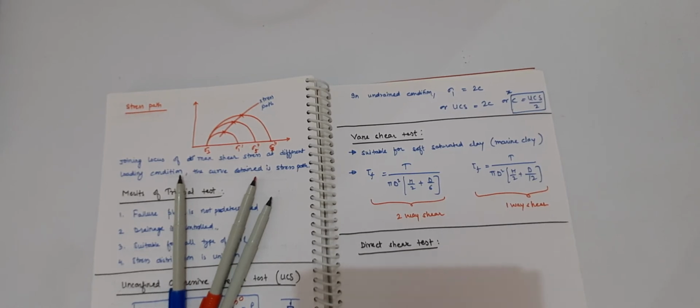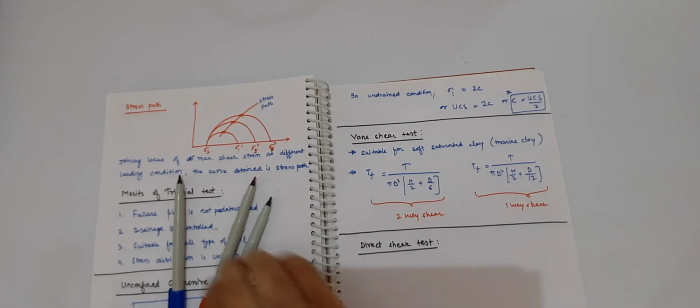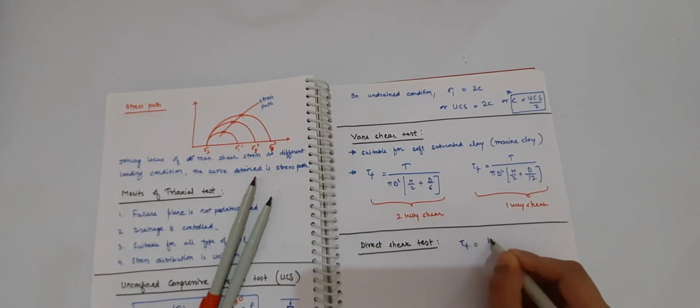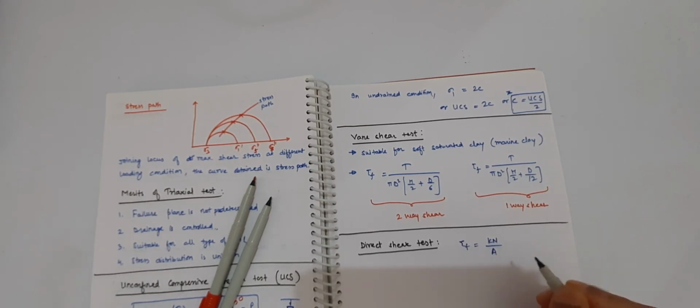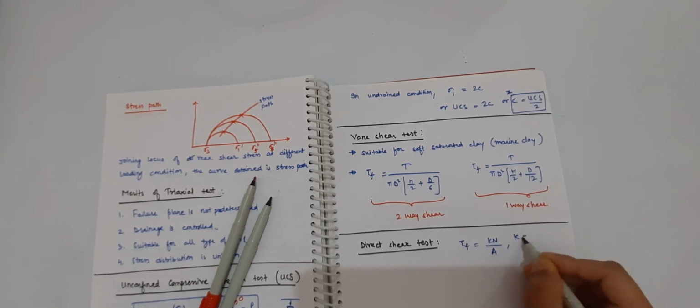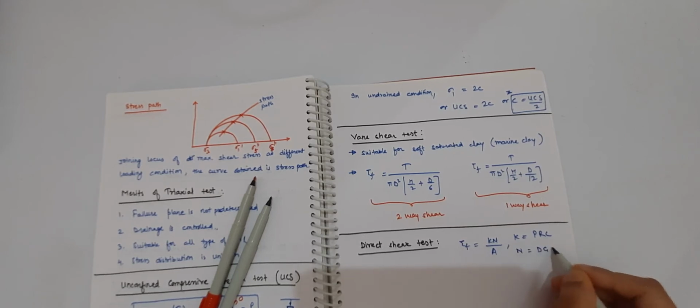Direct shear test is one of the oldest tests. This test is performed in two ways. एक है stress controlled, एक है strain controlled. जनरली मोस्टली हम स्ट्रेन कंट्रोल यूज़ करते हैं. स्ट्रेस कंट्रोल हम इसलिए लेस यूज़ करते हैं क्योंकि ये पुली और वेट की हेल्प के थ्रू होता है. इसमें we determine the shear stress at failure which is KN by A, where K is proving ring constant and N is dial gauge reading.